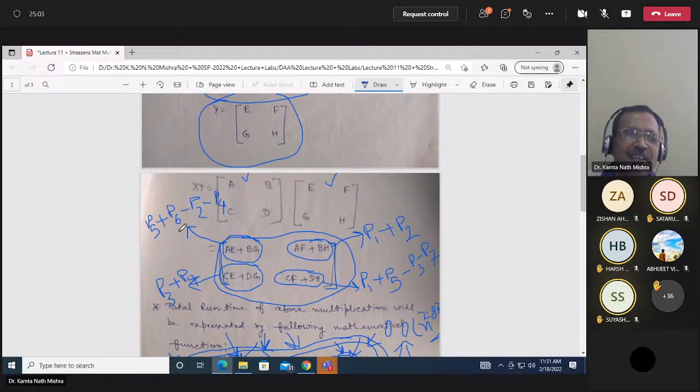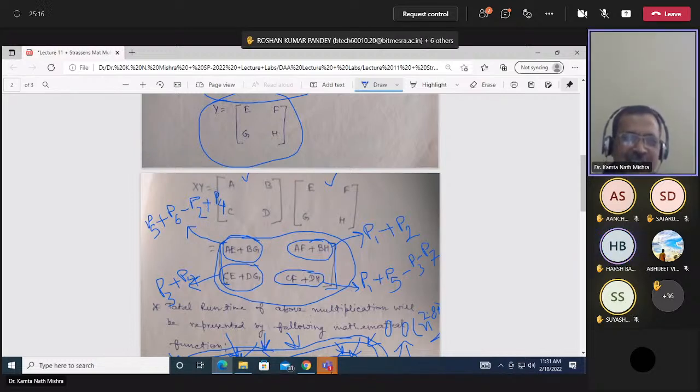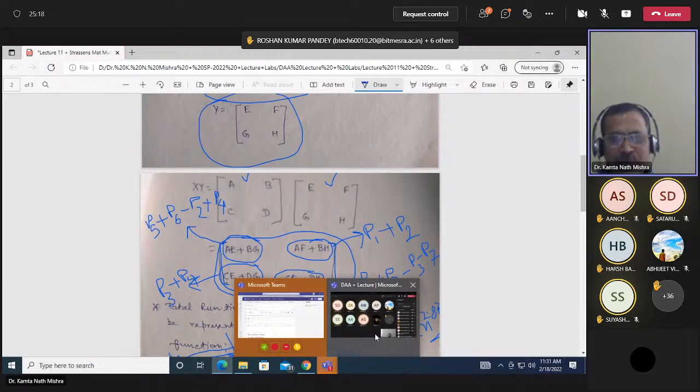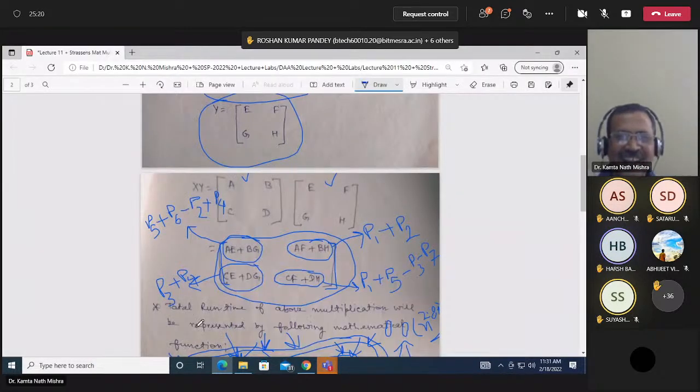Sir, P5 plus P6 minus P2 plus P4. So Achal Singh is saying minus P2 plus P4. Mr. Harshvardhan, is it minus P4 or plus P4? Sir, it's plus P4.